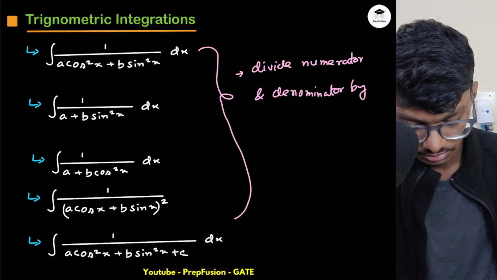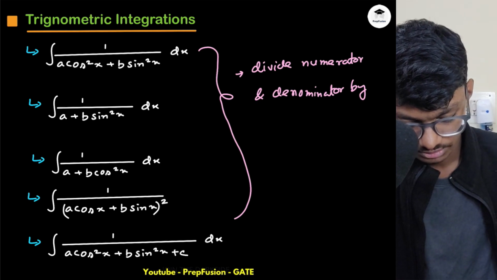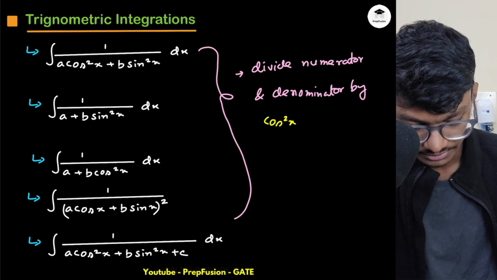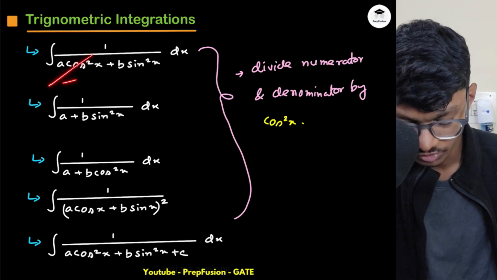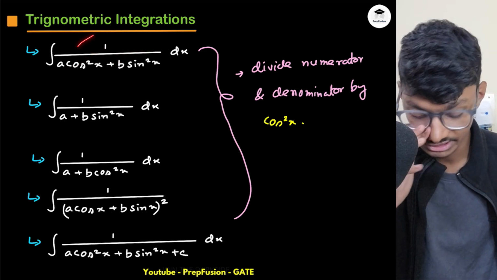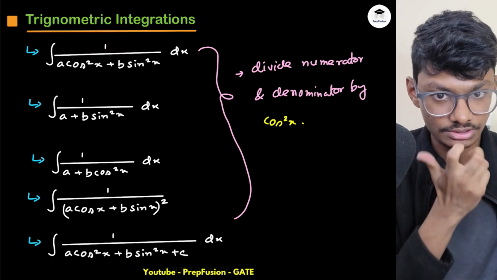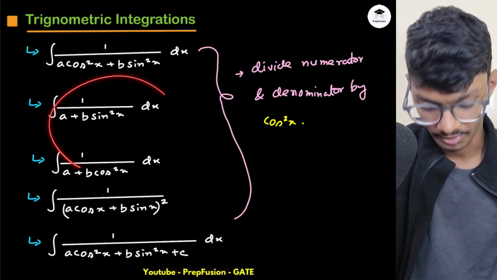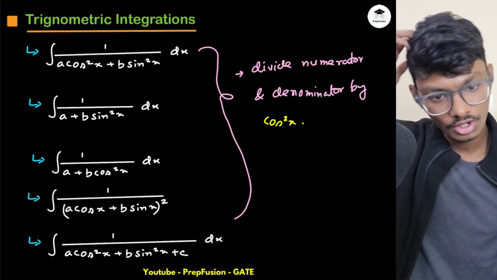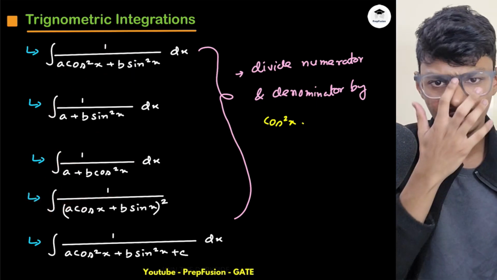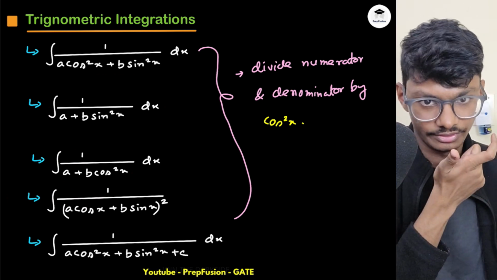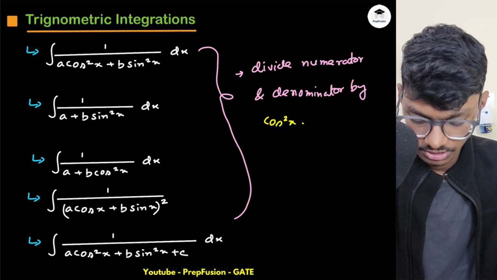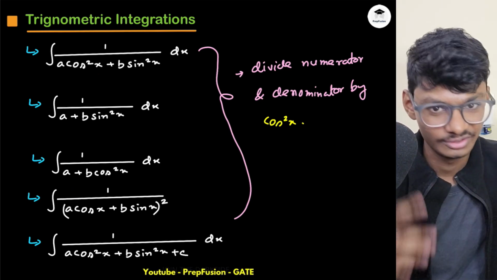by cos square x. Why cos square x? Because if we divide by cos square x, this will get cancelled. This will be tan square x, and here I will get sec square x. Tan x's differentiation is sec square x. Or you can divide by sine square x as well. You will get cosec square x, and you get cot x. But we prefer tan because we use tan.